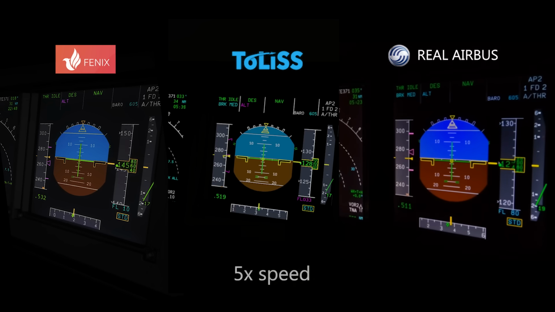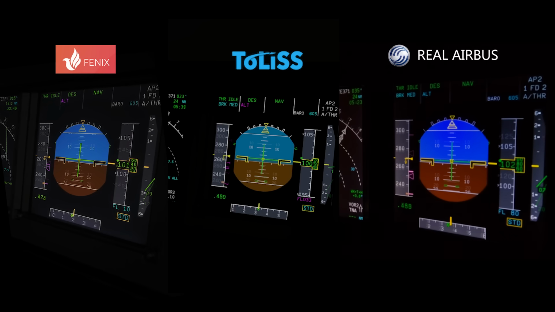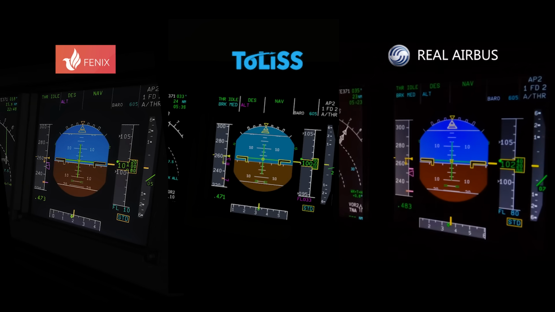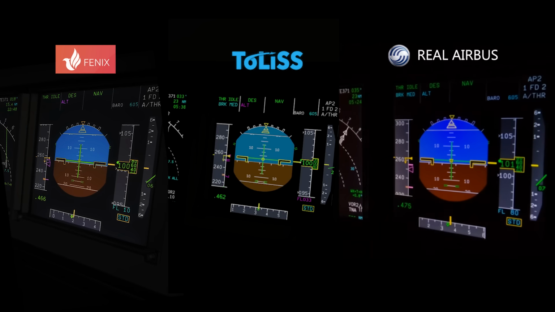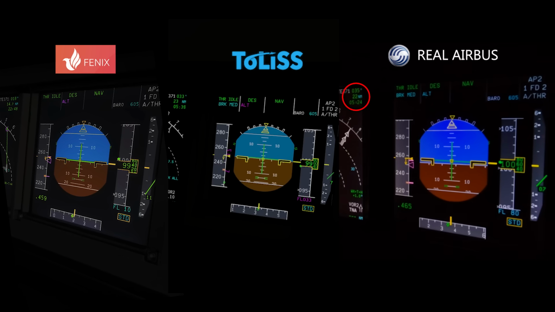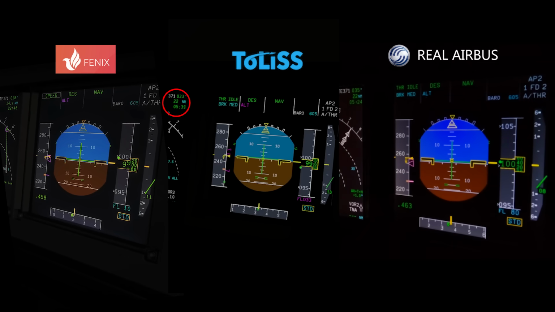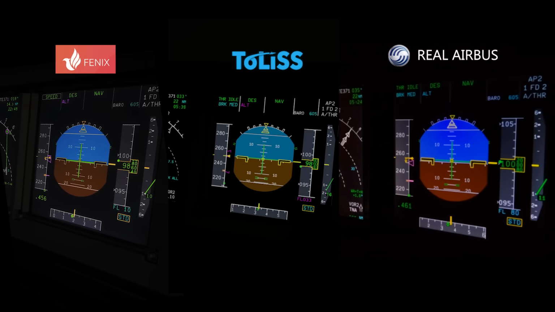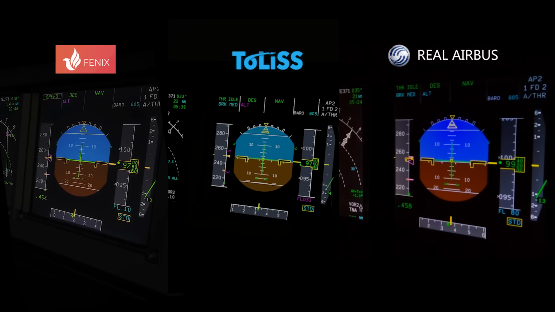Now at 10,000 feet, notice that the airplane reduced to 250 knots to comply with the 250 knots below 10,000 feet limitation, and then the three aircraft start the descent. Notice that the real airplane is at 22 nautical miles, the TOLISS at 22 nautical miles, and the Fenix is at 14 nautical miles, too close to the airport.